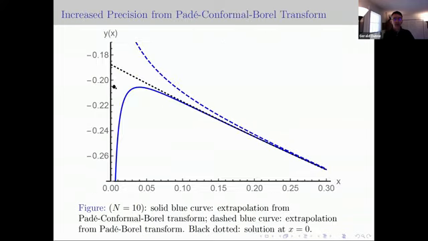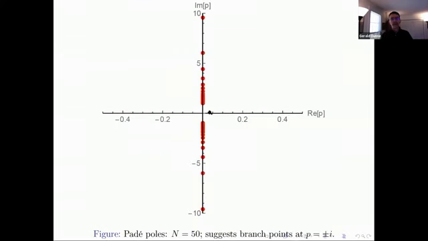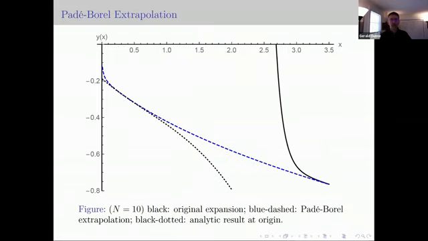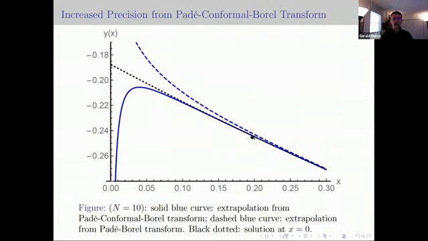If you now do this conformal mapping step before doing the Padé, so you look at this and say, I should make a doubly cut conformal map maybe into the conformal disk and then expand and then Padé, you now get what is the solid blue curve. The dashed here is if you just did the Padé-Borel, and the black dotted line is the exact answer. And so you see there's increased precision as x goes to 0 here from this conformal mapping step.